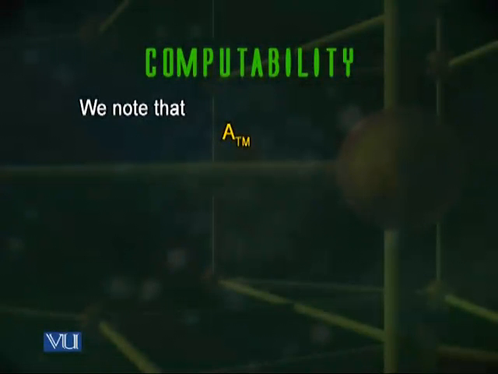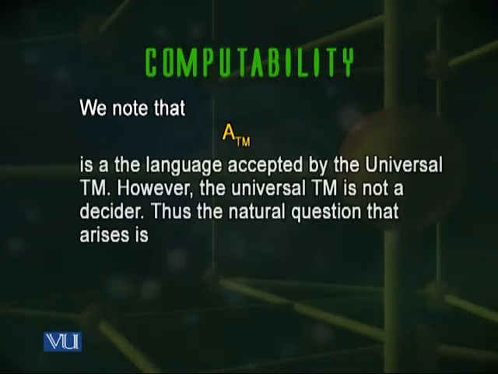So what we note is ATM, the acceptance problem for Turing machines, is the language accepted by the universal Turing machine. However, the universal Turing machine is not a decider. Thus, the natural question that arises is: is this language decidable? So we want to ask if we can make a universal Turing machine that would halt on all inputs. That would be an amazing practical machine. You would write an operating system which will run your program, and if your program was going to go into an infinite loop, the operating system will somehow tell you that your program is not going to ever end. That's the task that is being given to us.